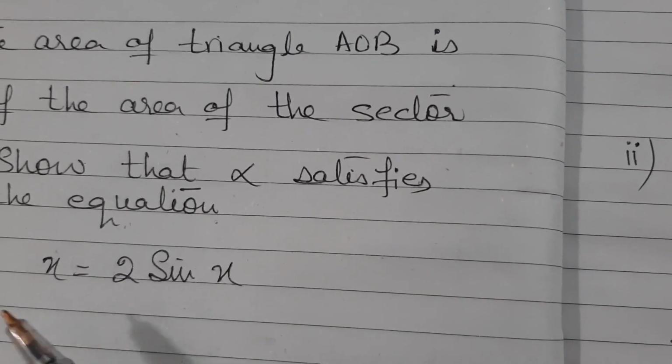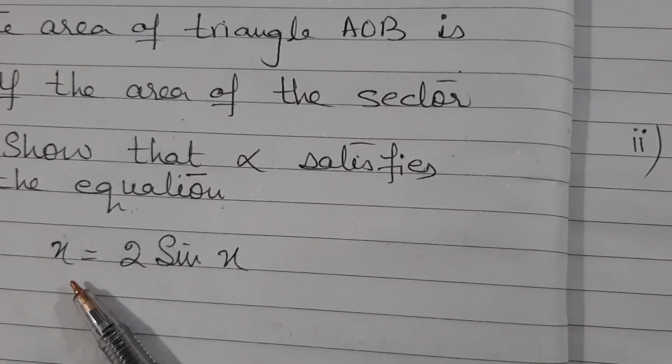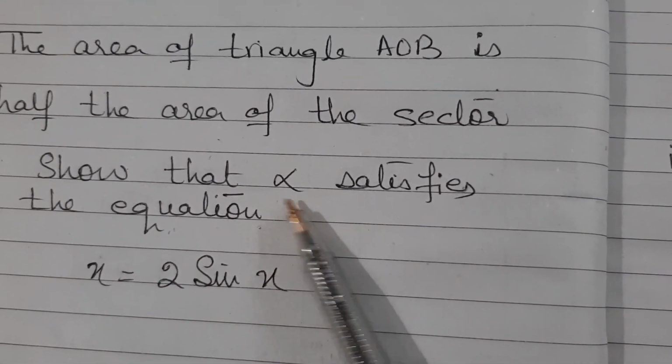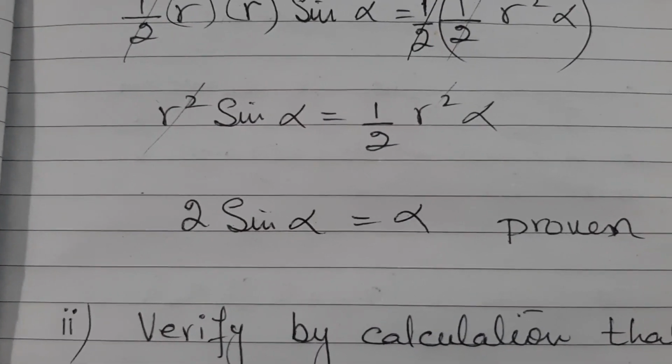So do not get confused about why we do not have alpha or x there. Because alpha is satisfying the equation, it means it is the root of the equation. So it is proved. Okay.